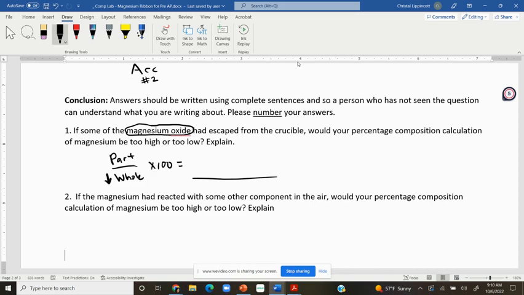Then you do the same idea for down here. Magnesium reacted with something else. It's gone out into the world. Okay. How would that affect this answer?